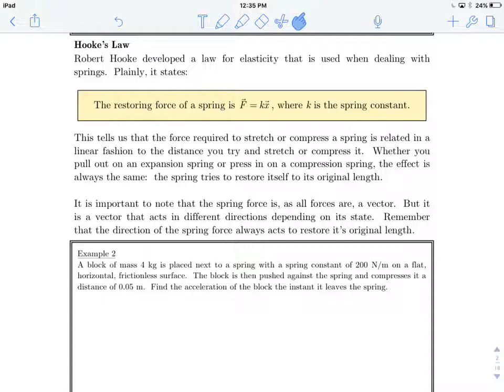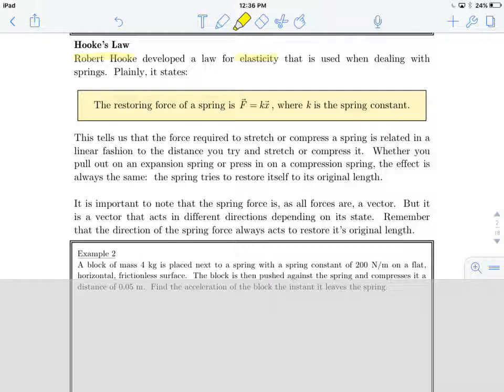Robert Hooke was the one that developed the law for elasticity. This is all about elasticity. And Hooke's law states that the restoring force of a spring is F equals kx, where k is the spring constant. F is the force, so any spring force that we have is F. That's the force that a spring will provide. And that's equal to a spring constant, characteristic of a given spring, and x, which is how much you displace or stretch the spring.